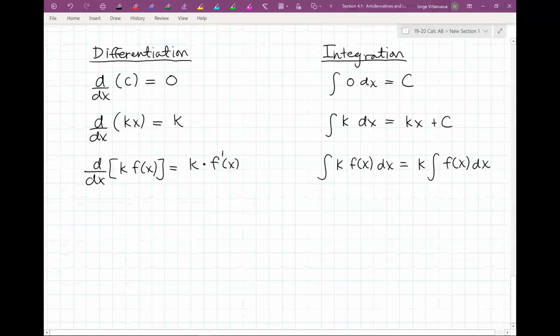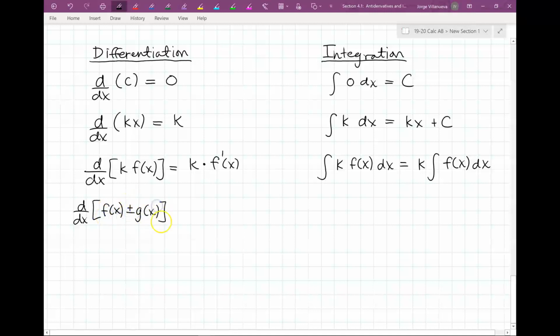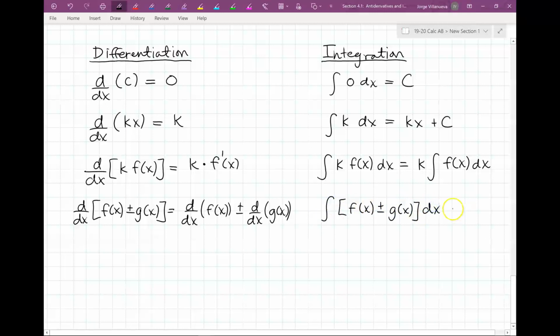With derivatives, you guys had the ability to take derivatives of things that were added or subtracted, right? You would just do like d dx of f of x plus or minus d dx of g of x. That's the way we worked with derivatives. If you had two functions adding or subtracting, you would do each one individually, right? And then you added or subtracted whatever the function was inside. You have the same capability with integrals. So if you're adding or subtracting two functions in an integral, you are allowed to break it apart into two different integrals. Notice how the dx follows to both of them, okay?